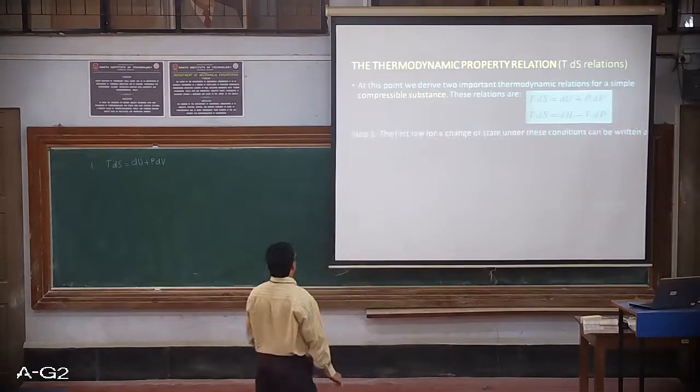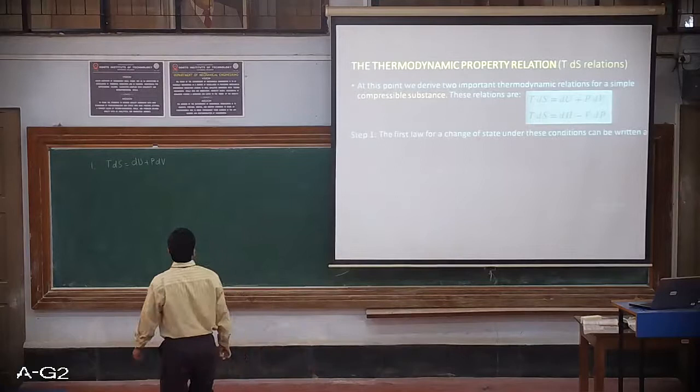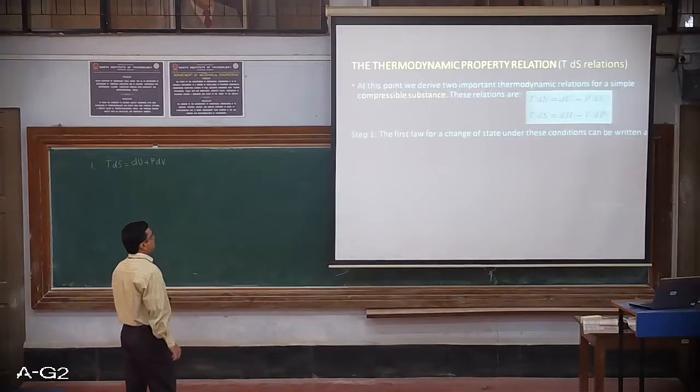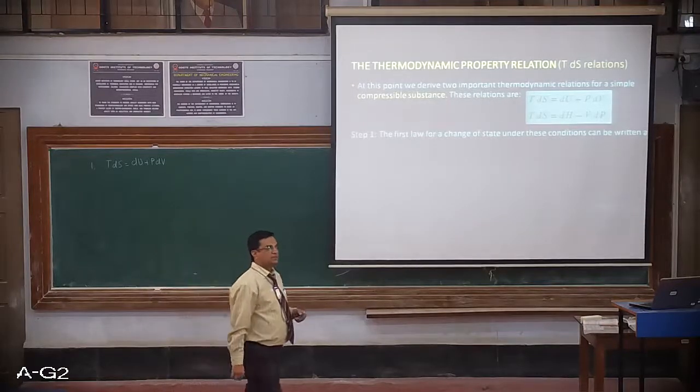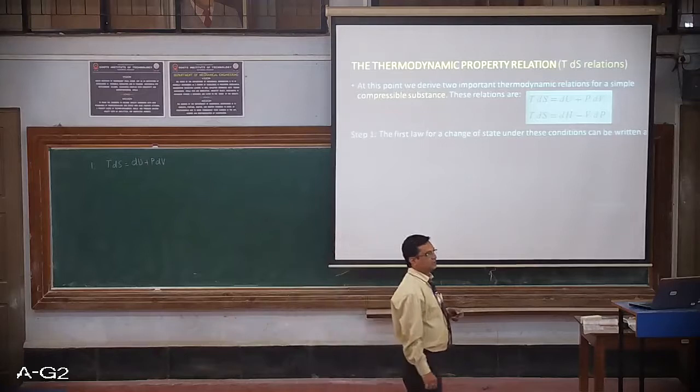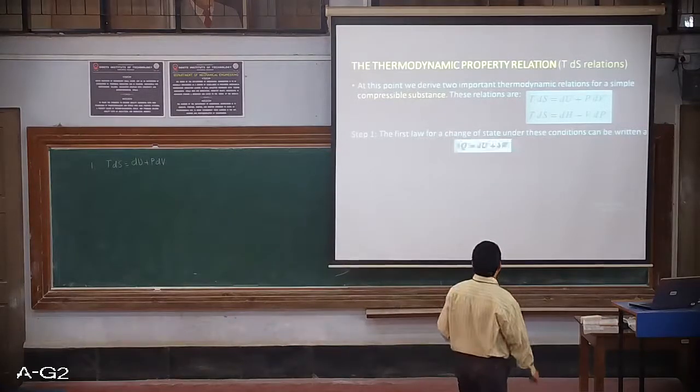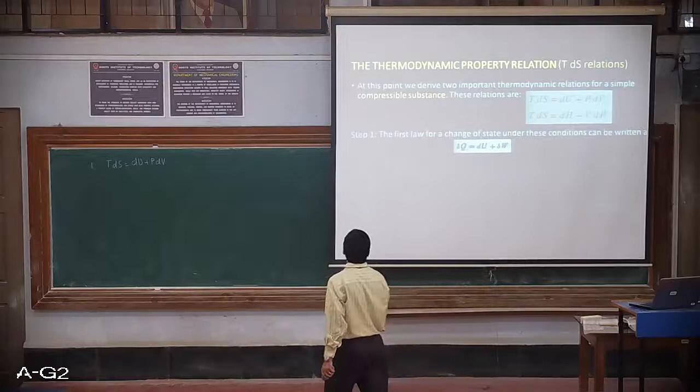In step 1, what we recall is the first law for a change of state under these conditions, which is a simple compressible substance neglecting gravitational and motion effects. So we can write delta Q is equal to dU plus delta W.